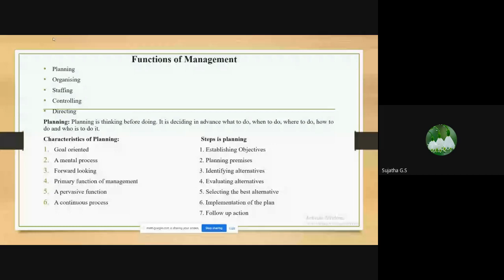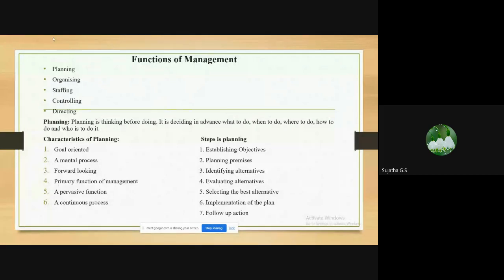Planning is thinking before doing. It is deciding in advance what to do, when to do, how to do, and who is to do it. According to Koontz and O'Donnell, planning is deciding in advance what to do, how to do, and who is to do it. Characteristics of planning: it is goal-oriented, a mental process, forward looking, and a continuous process.